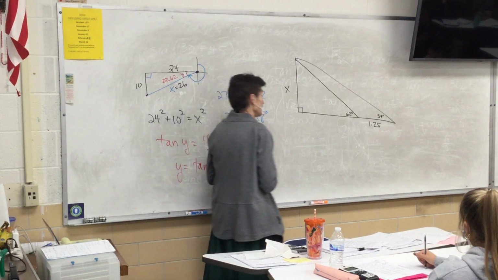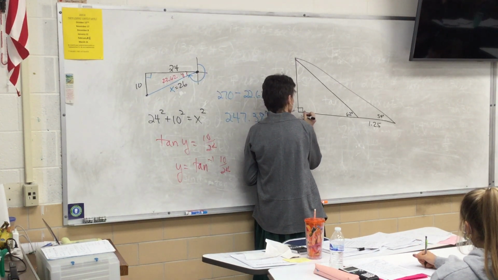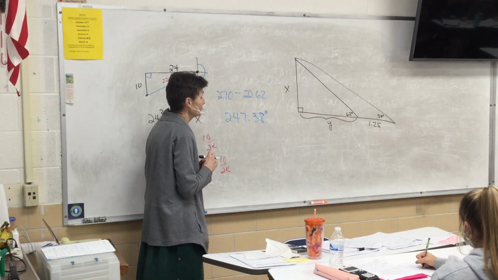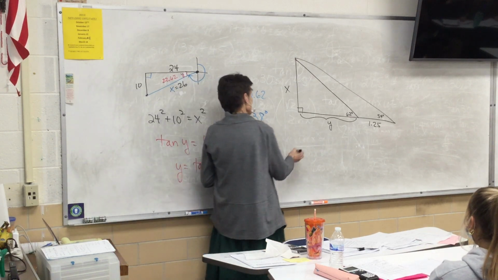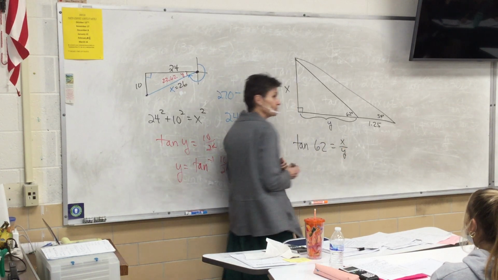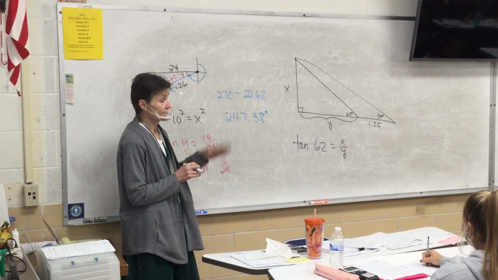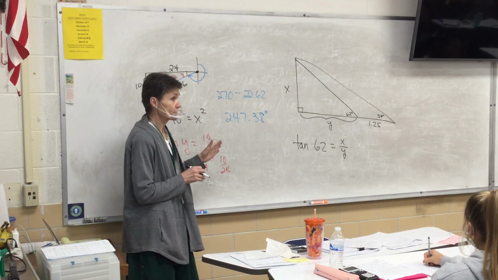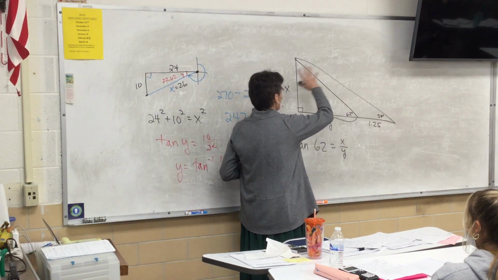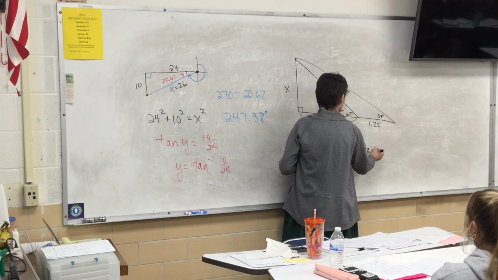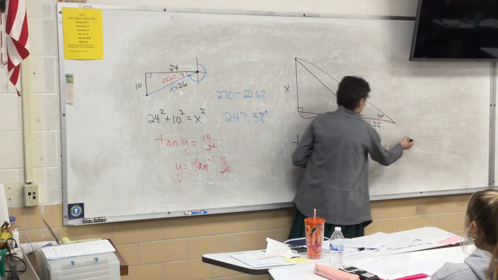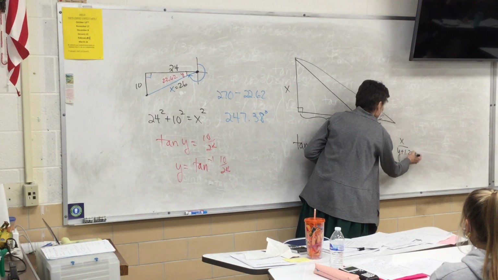I am going to need to set up a system of equations. So I'm going to call this right here y. And would you agree that the tangent of 62 equals x over y? Would you agree with that? Now, it's not solvable, but it's a true statement, right? And then similarly, if I look at the whole big triangle, the tangent of 54 equals x over y plus 1.25.